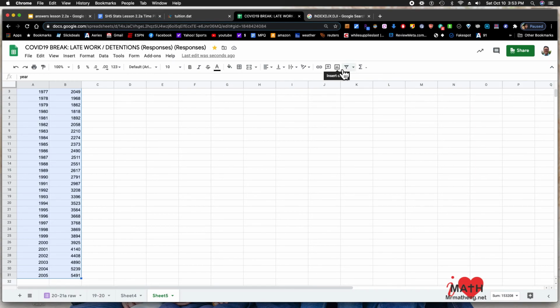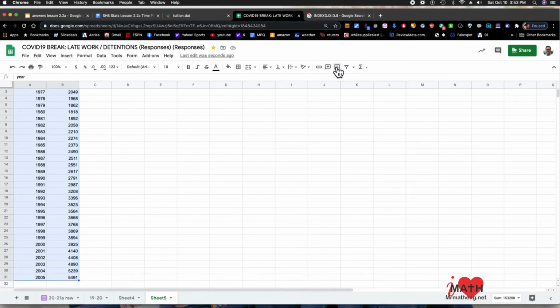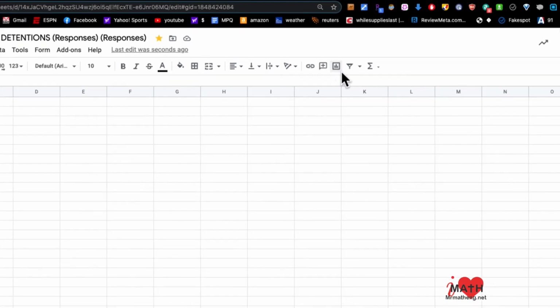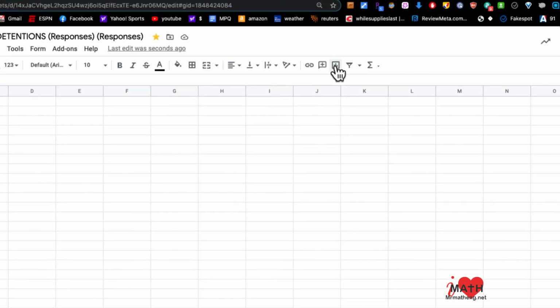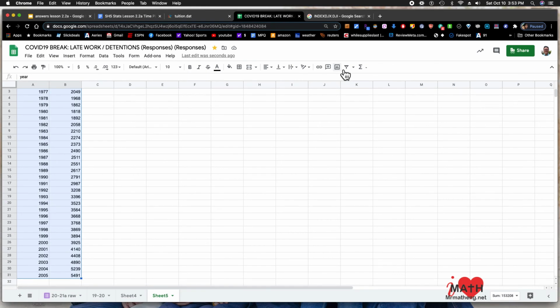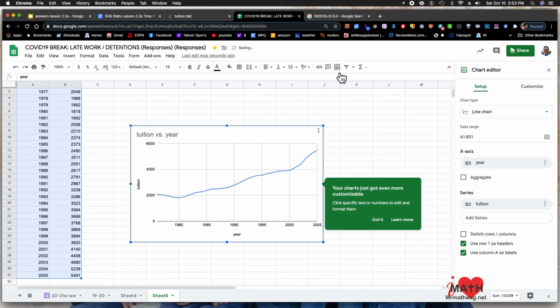Okay, then we're going to go over here. Let's see if my computer can do this. There's this little button that looks like a bar graph right there. It says Insert Chart. Go ahead and click that. And Google does amazing things. So I click on it. We have just gotten a graph, a time plot. Time here measured, let's see if Google did this correctly, in intervals of every 5 years.